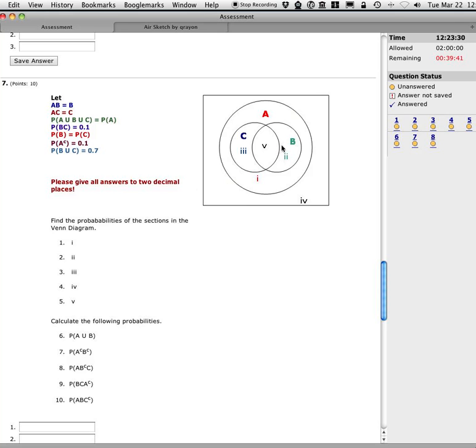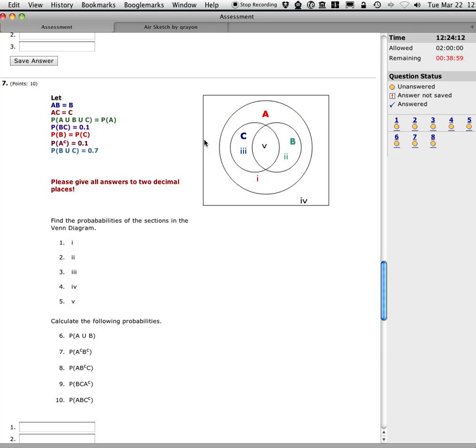Well, if you know that your element is outside A, so it is in this region, what's the probability that an element that is in this region is also outside B? Well, we are pretty sure of that, so the probability is 1. If the element is outside the set A, then it is also outside the set B. Okay?